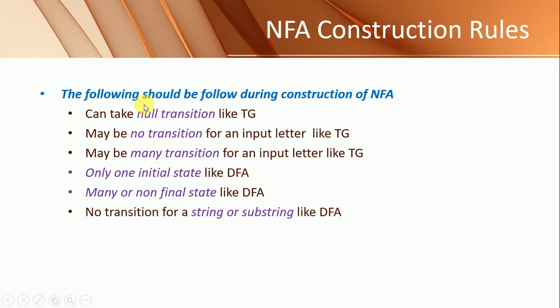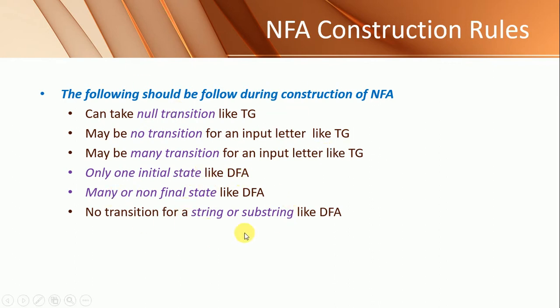It can take a null transition like a transition graph. Maybe no transition for an input letter like TG. Maybe many transitions for an input like TG. So these three rules are taken from the transition graph. It can take transition for null, a state can have no transition for an input alphabet, or a state can have many transitions for an input alphabet.